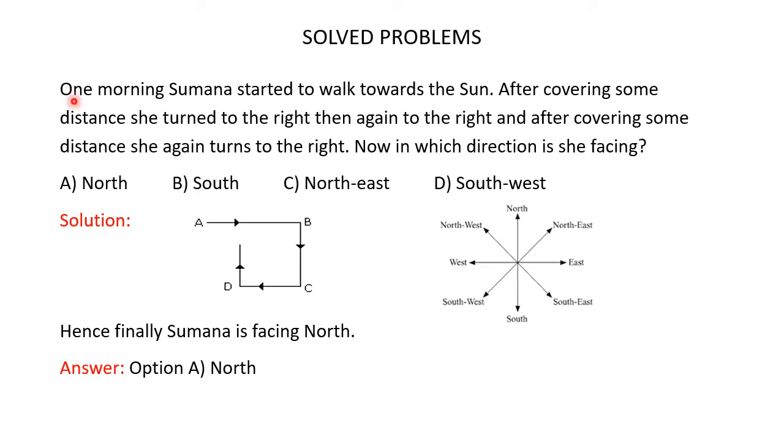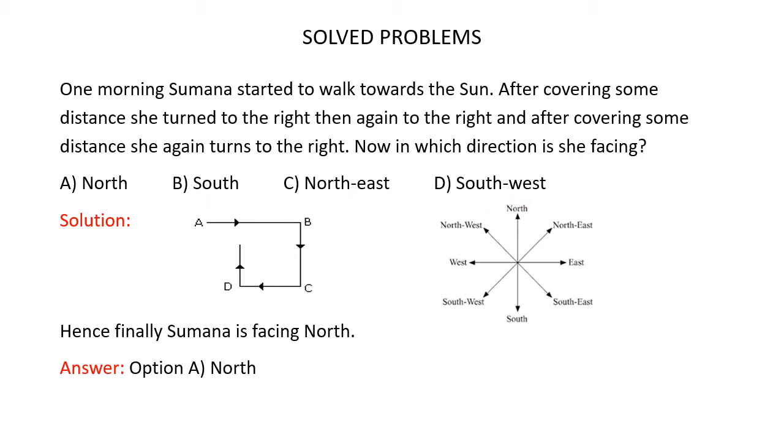One morning, Sumana started to walk towards the sun. After covering some distance, she turned to the right, then again to the right, and after covering some distance, she again turns to the right. Now, in which direction is she facing? You are given four options here and you have to find out which of these options is the correct one.